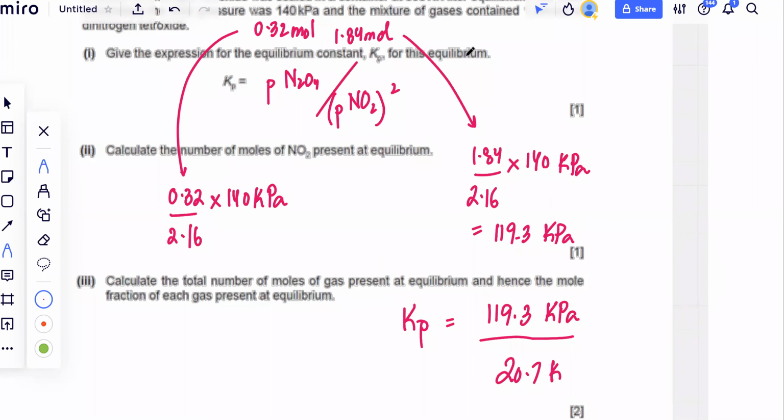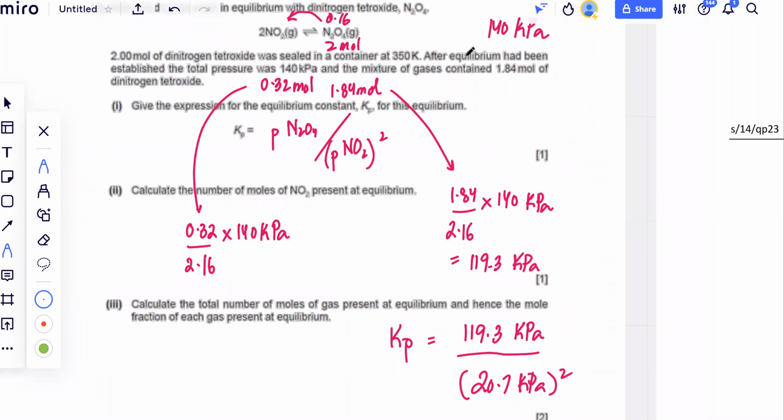And this one is going to be squared, based on what the equation looks like. It's 2NO2, so the coefficient is going to become the exponent. So what's our value of Kp? 0.277. So you're getting 0.277.